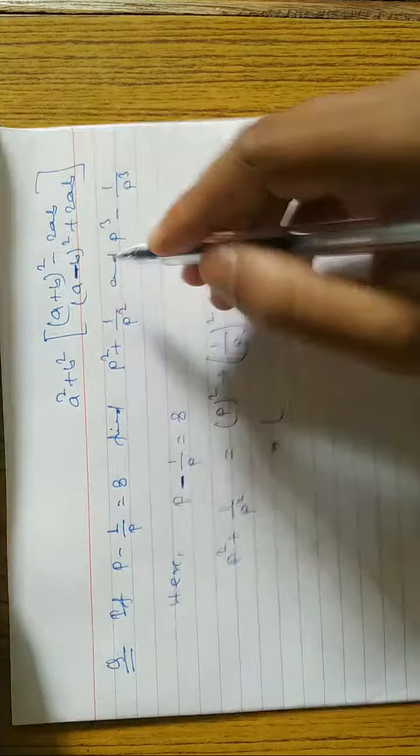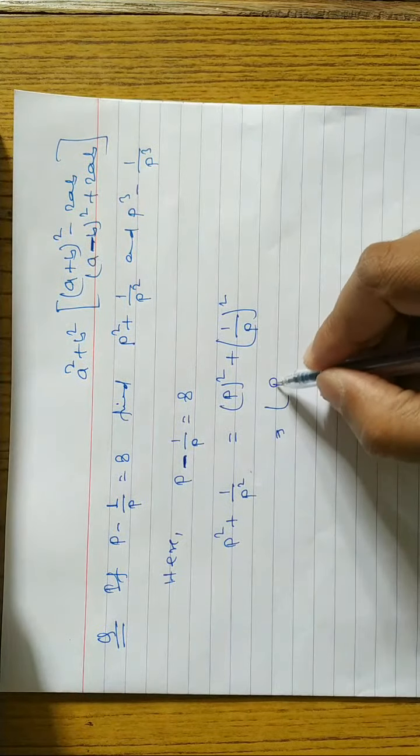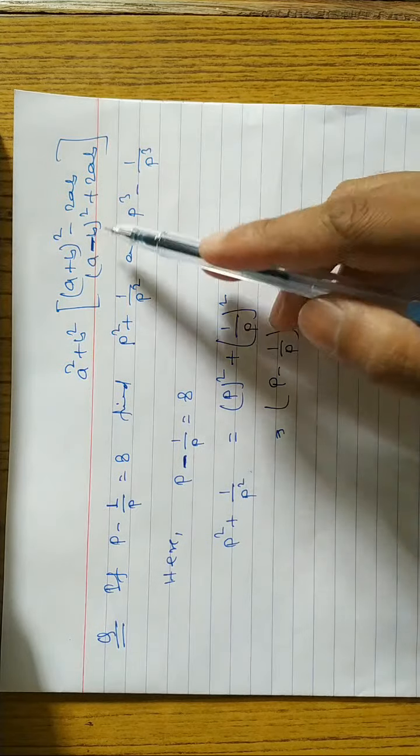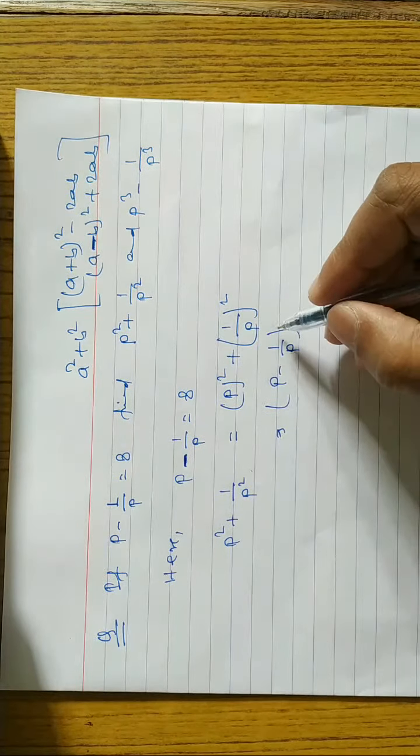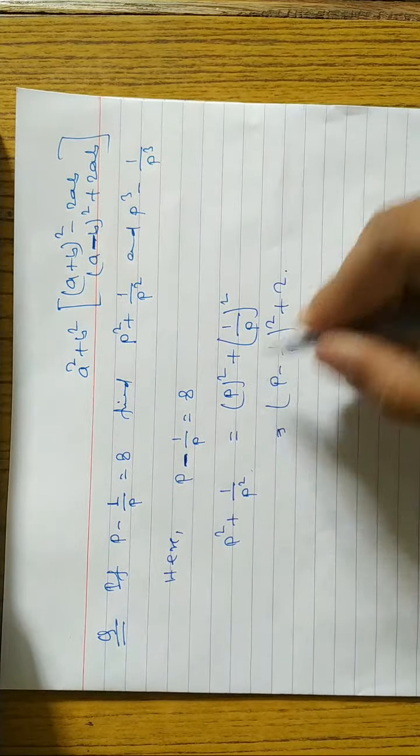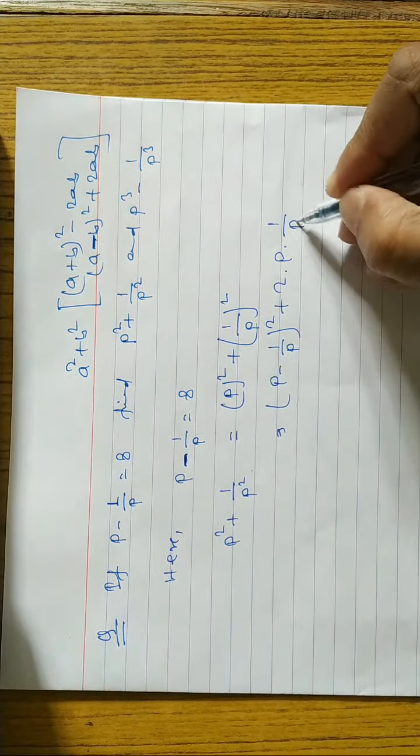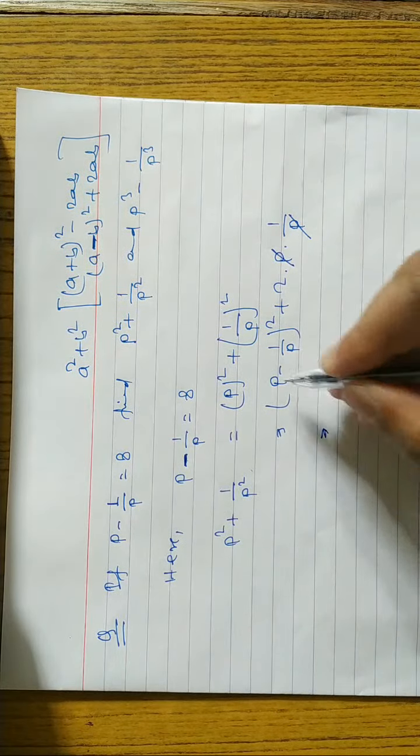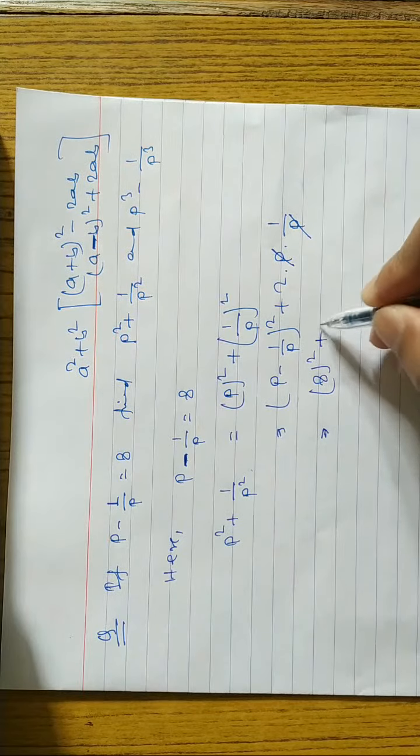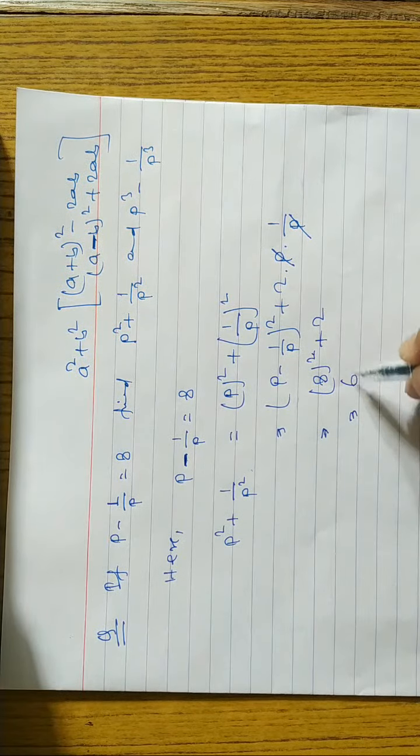The denominator one we have to use, the down one. So we can write here p minus 1 by p, because in the place of b here is 1 by p, whole square plus 2ab, plus 2 times a which is p and b which is 1 by p. P and p cancel. P minus 1 by p, what is the value here? 8. So we can write 8 square plus 2. 8 square means 64, plus 2 means 66.